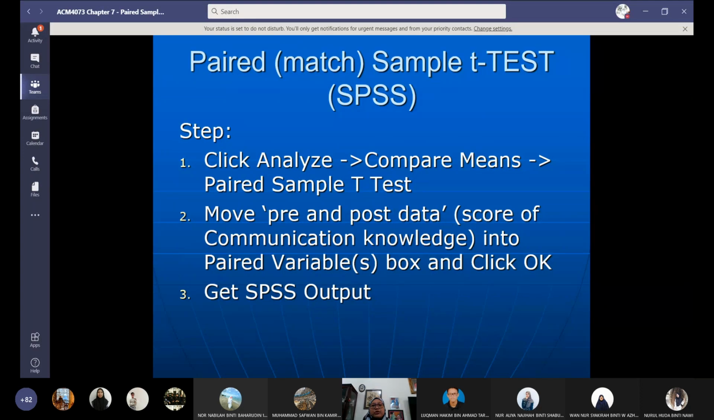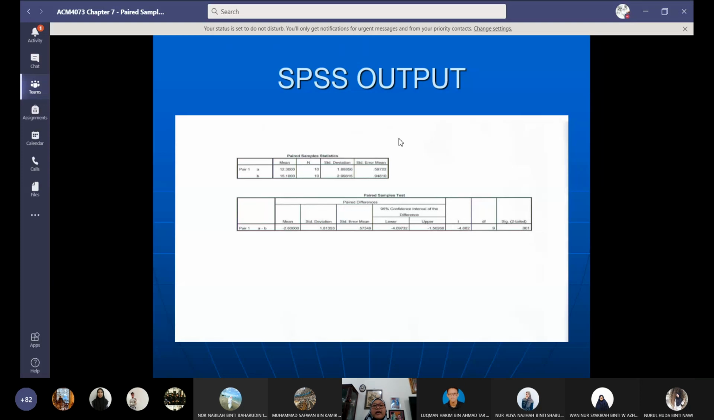I'm going to show you the SPSS steps of analysis. If you want to use SPSS, you need to click analyze, compare means, and then choose paired sample t-test. You move the pre and post data, the score of communication knowledge, into the paired variables box and click OK. When you click OK, this is the result. How do we read the results?